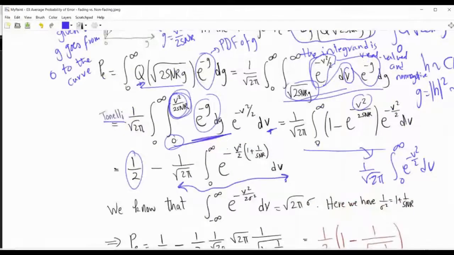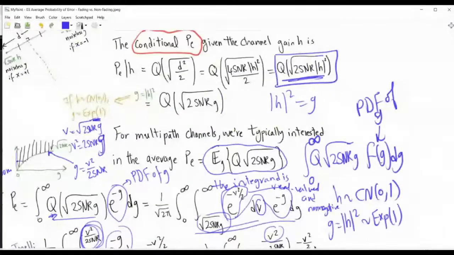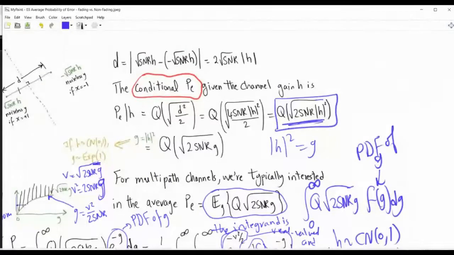No, it's LOTUS. Basically, you have a magnitude of h squared here, right? If you have a function of a random variable, the expectation of a function of a random variable can be done in a number of ways.